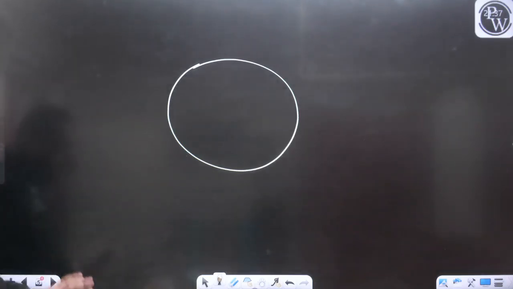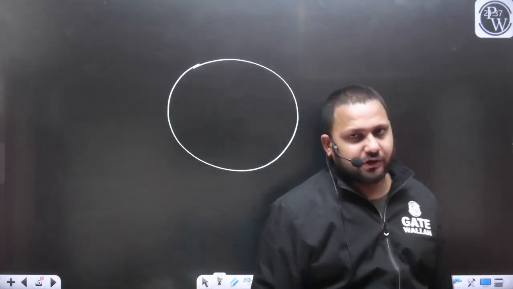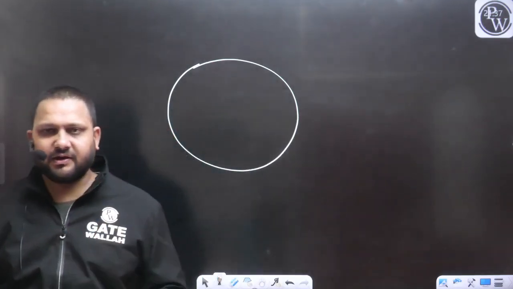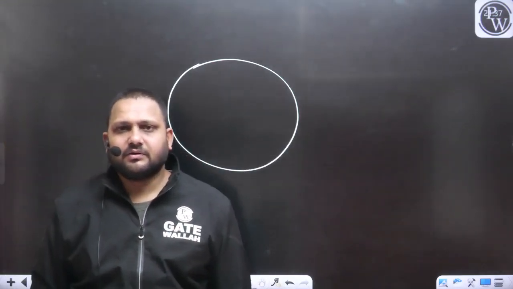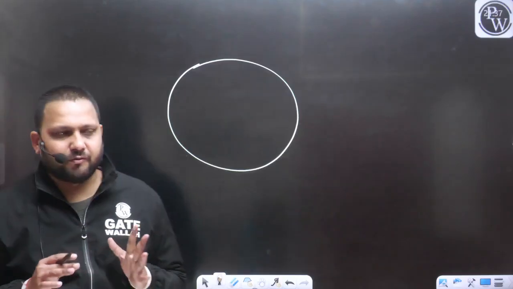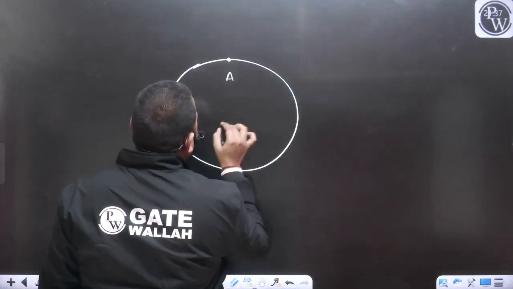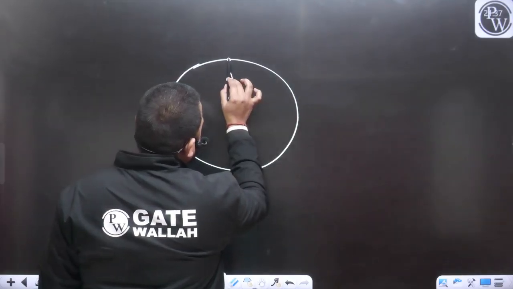Actually, we are talking about geodetic leveling, yes or no? So we will consider the effect of the curvature of earth in our measurement. For example, this is the point A, and let's say I am seeing from point A.